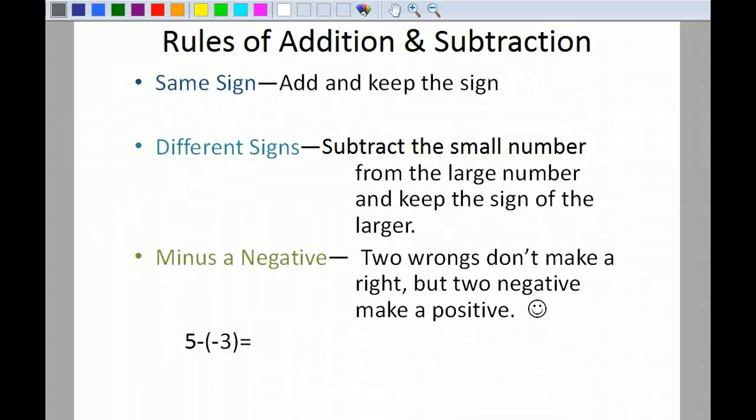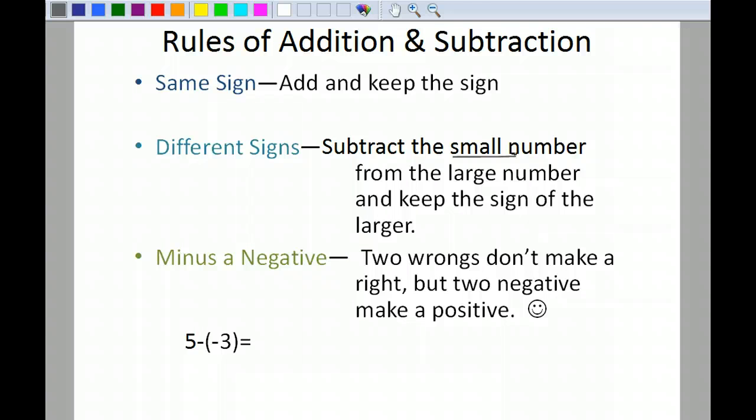Now first we're going to go over the rules of addition and subtraction. If the sign is the same, you're going to add and keep the sign. If the signs are different, I'm going to subtract the small number from the large number and keep the sign of the large. We'll go over a few examples in a moment.